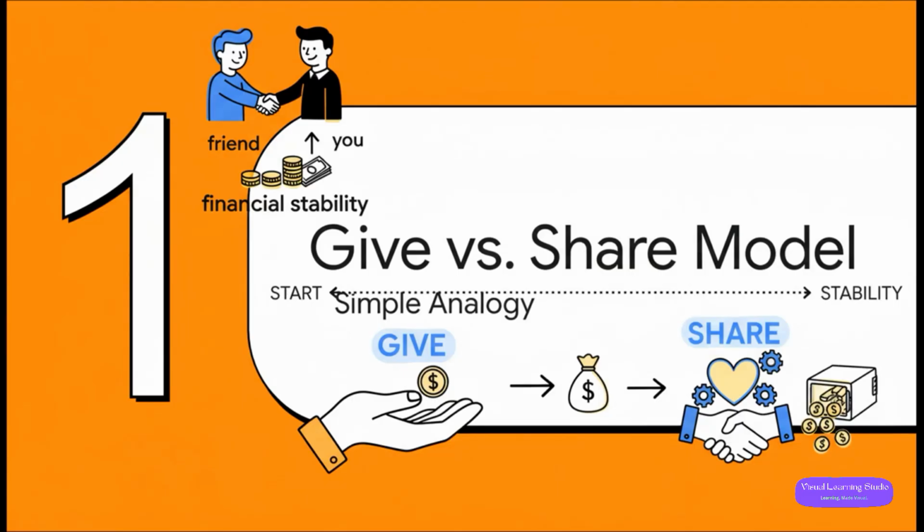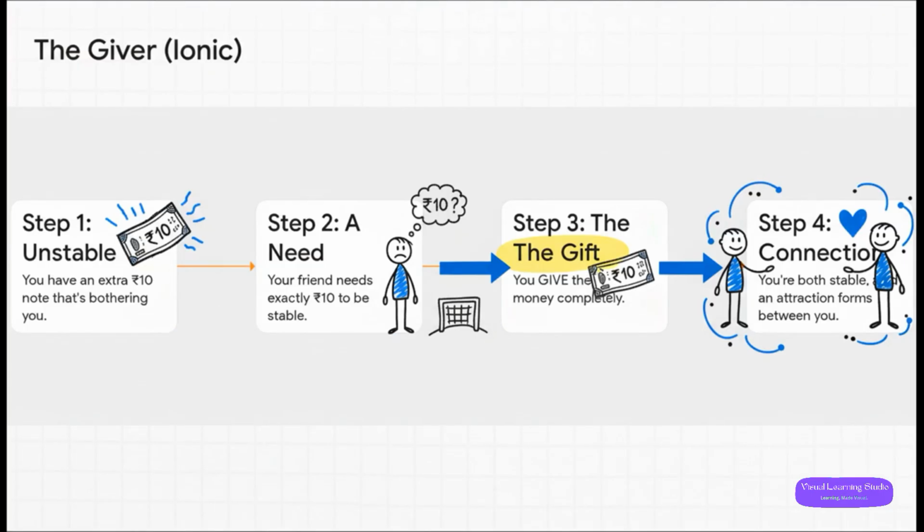Okay, to really nail this down, let's forget about chemistry for just a minute. Let's use a simple analogy that has everything to do with this core idea. Imagine you and a friend are just trying to get your finances in order. So, in the first scenario, let's say you've got an extra 10 rupee note just sitting there. Meanwhile, your friend needs exactly 10 rupees to feel stable. So what do you do? You just give it to them.